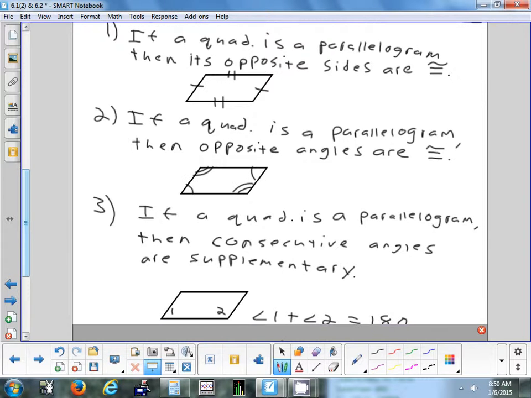Okay, here's another one, Theorem 3. It says, if a quadrilateral is a parallelogram, then the consecutive angles are supplementary. Consecutive angles are supplementary. What does that mean? Consecutive is any two angles that are next to each other. If you add them up, they're going to add to 180 degrees. Okay, kind of another special property of parallelograms.